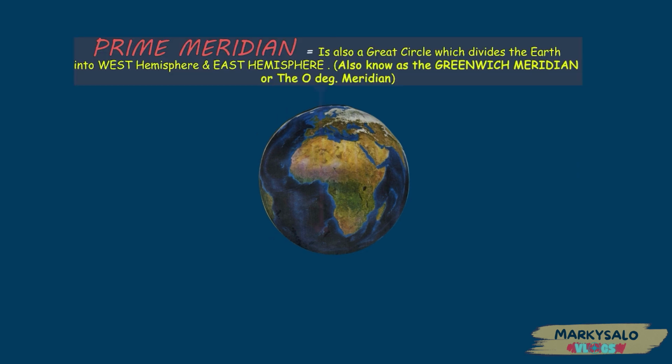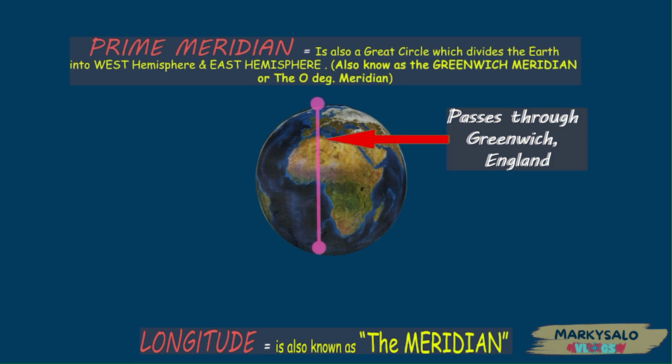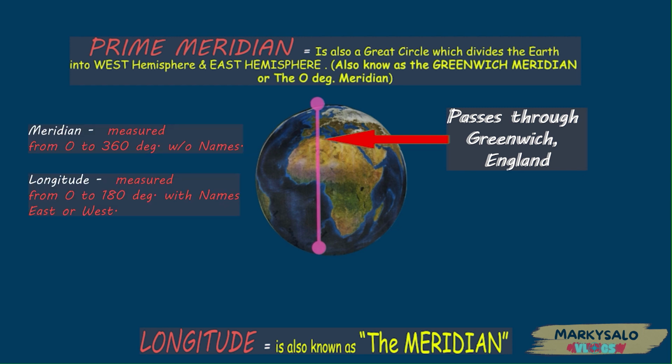The last components in the Earth or geographical coordinate system are the meridians. Meridian is simply known as longitude; longitude and meridian are the same term. The only slight difference is that meridians are measured from 0 to 360 degrees without names, while longitude is measured from 0 degrees to 180 degrees with names, east or west. Meridians are imaginary lines on the Earth that run from the North Pole to the South Pole.